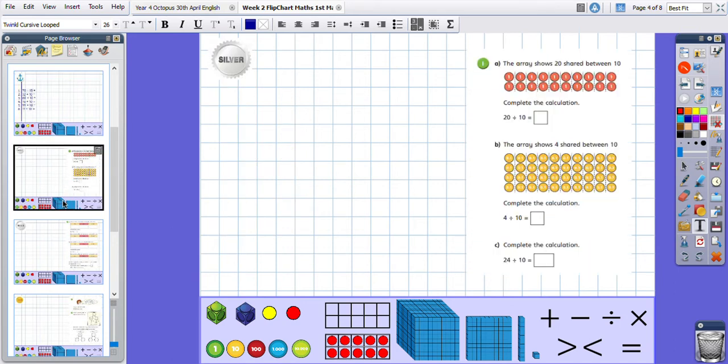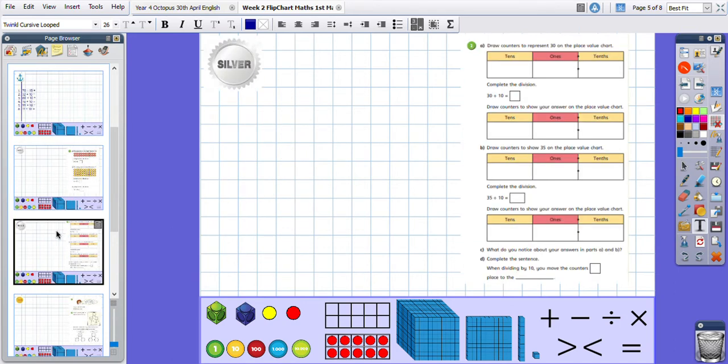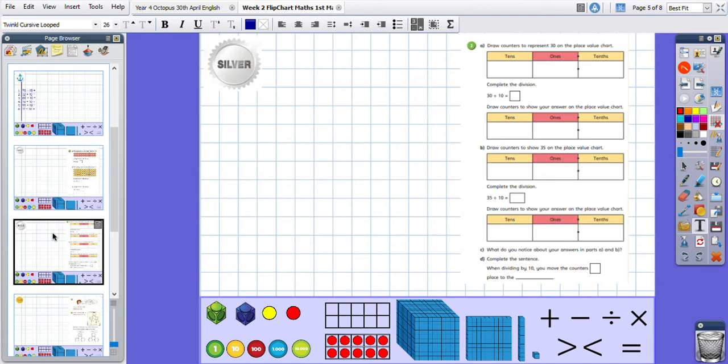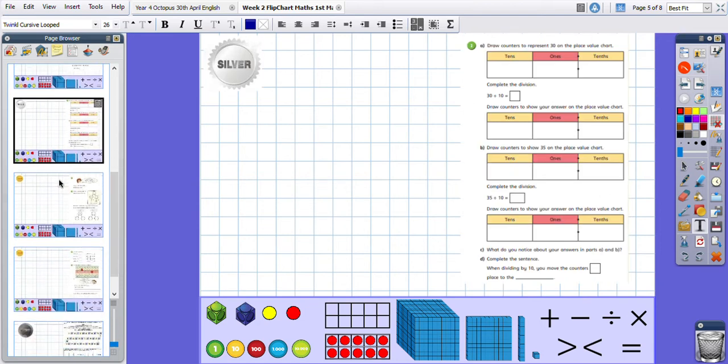Silver then, you are looking at question 1 and 2 today. Okay, so you are looking at place value counters again, interpreting them, thinking about how many groups of 10 we can make if we are sharing between 10, and showing our understanding of dividing those two-digit numbers by 10, making the number 10 times smaller.